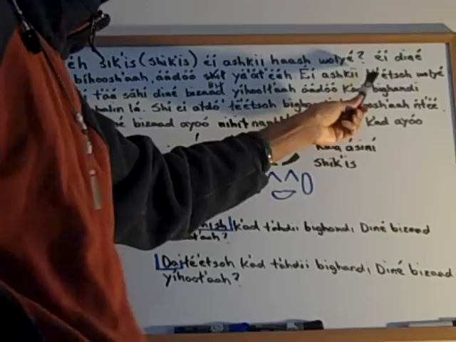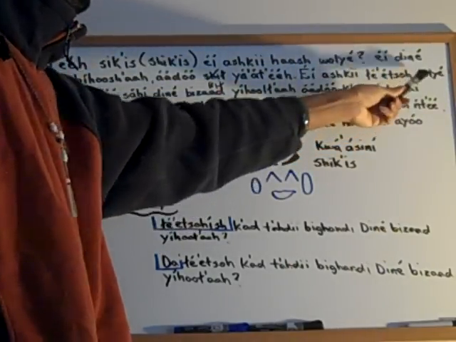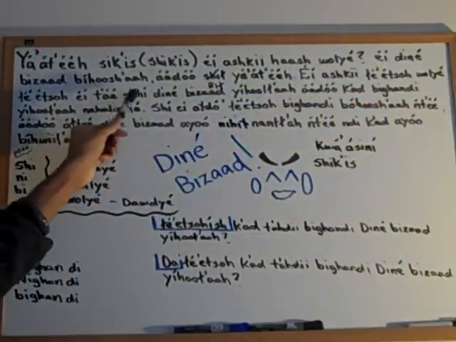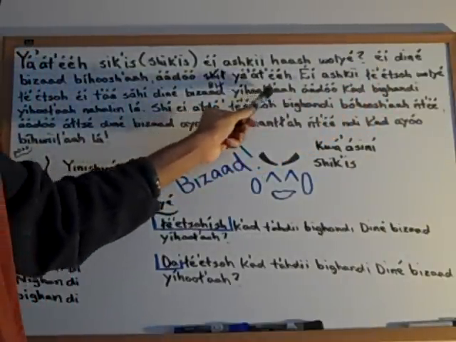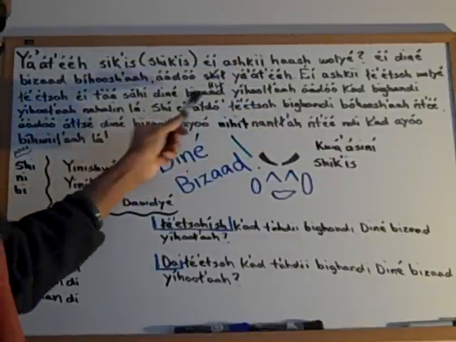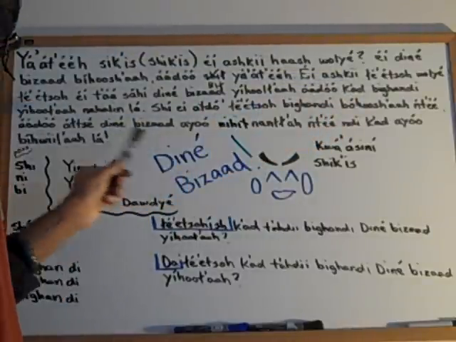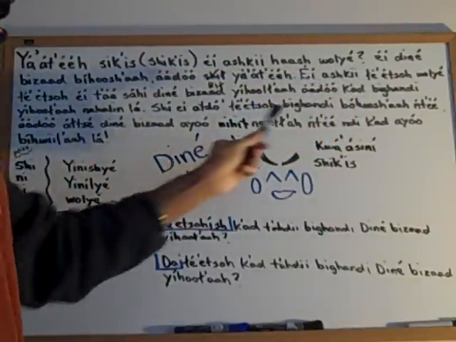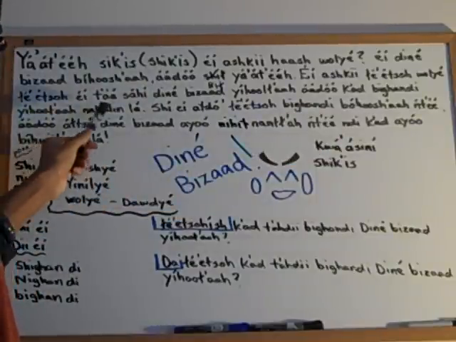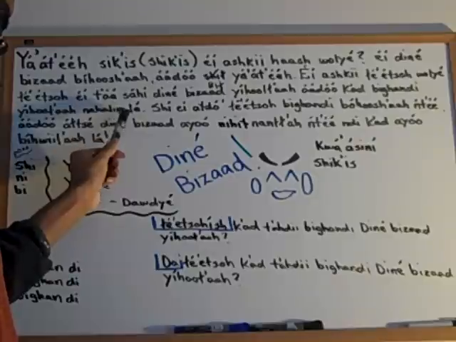E ashki sleto wolie: that boy, his name is Mouse. Sleto eight a sahe dinebiza yehosh a: so the mouse, he is studying Navajo by himself, independently. Adok a brande, yehosh a: moreover, now he's studying in his home. Yehosh a nahalin la: it seems that he's studying in his home now.